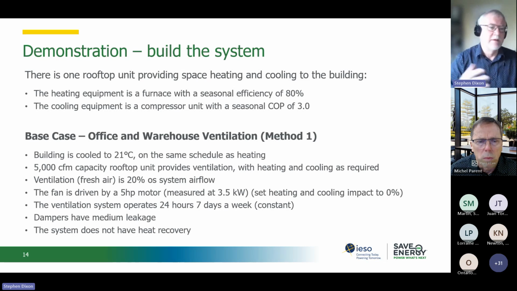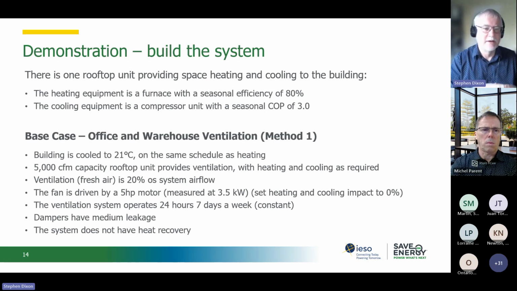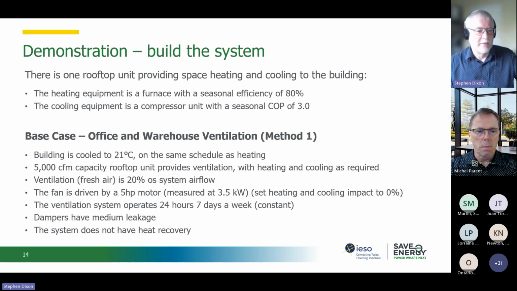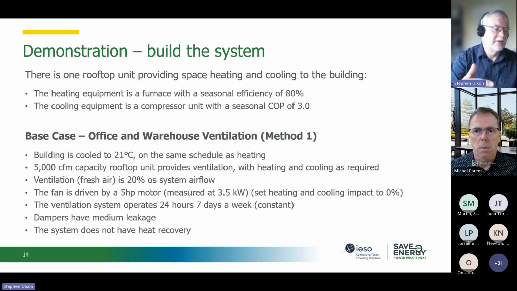So we're going to be working with a piece of heating equipment that's 80% efficient on a seasonal basis of converting natural gas to heat, a piece of cooling equipment, which could be a DX or a compressor unit with a seasonal coefficient of performance of 3. Then we're basically cooling a building to 21 degrees as well as heating it to 21.